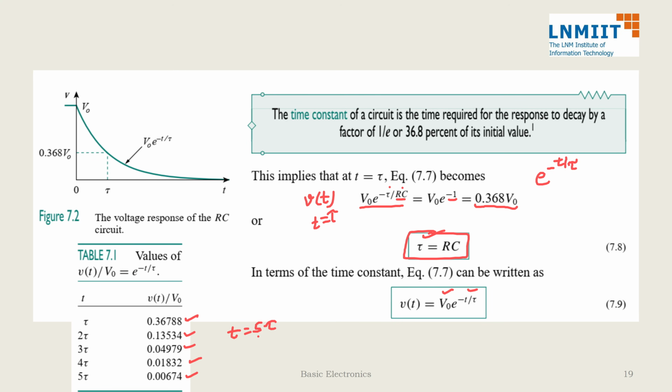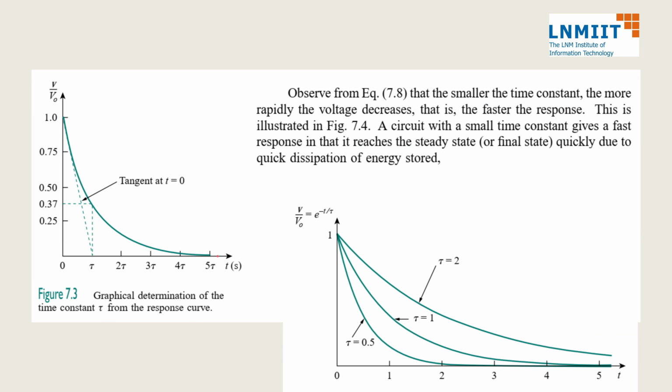Theoretically, it will take infinite time to discharge, but practically, in 4 tau or 5 tau, it is almost discharged. So this is the importance of tau. If you keep the value of tau smaller or larger, then the discharging time for the same circuit can decrease or increase. Tau is equal to RC. If this number is higher, it will discharge slowly, and if this number is lower, it will discharge faster for the same circuit.